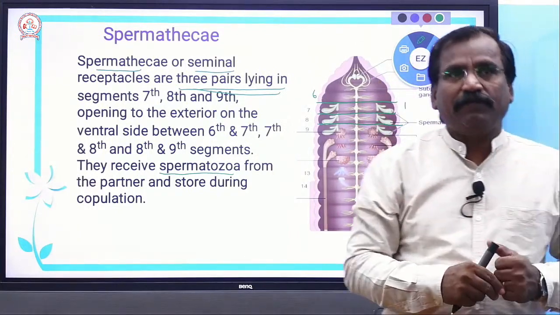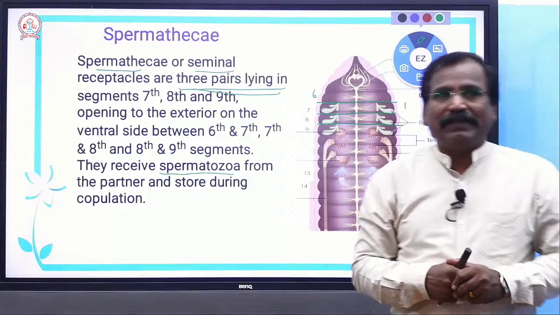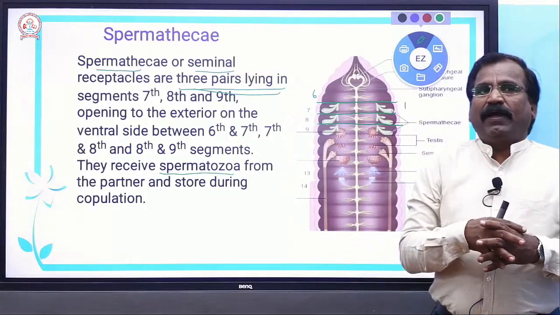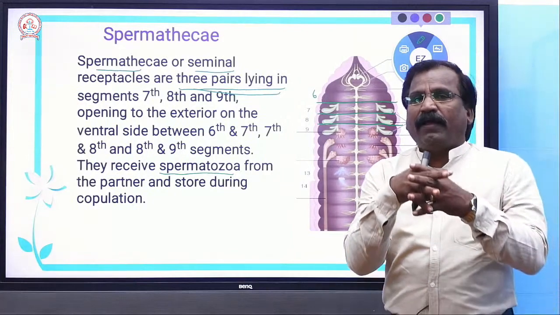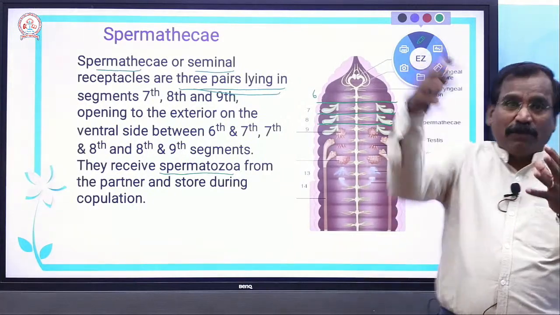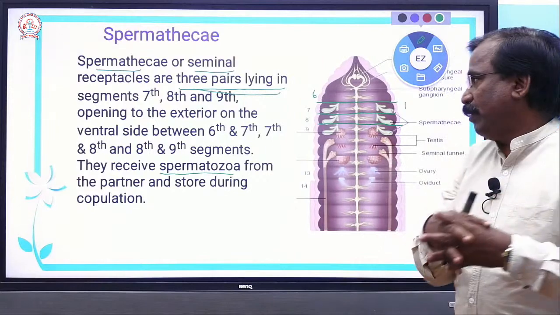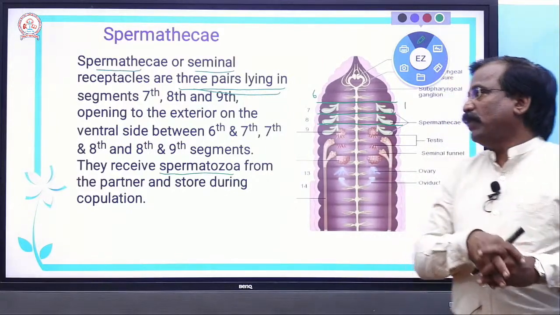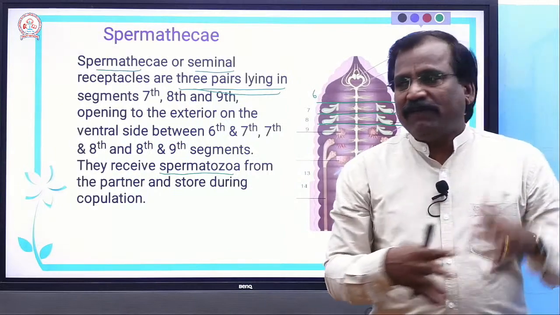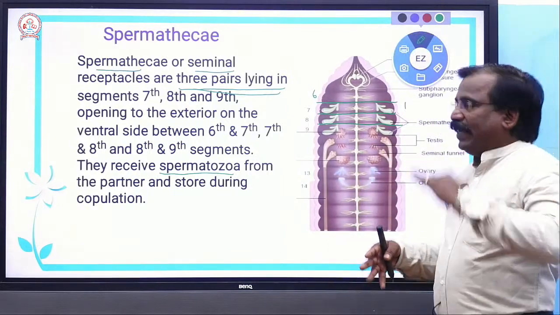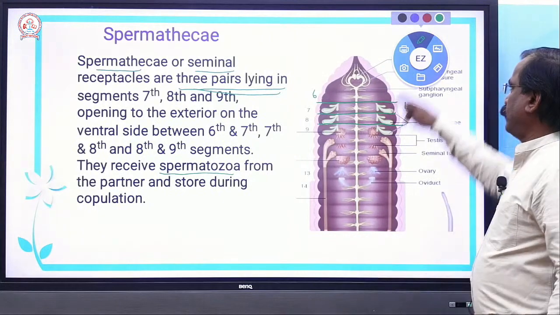Listen, I'm repeating. Spermathecae, or the seminal receptacles. The main function is that they receive the spermatozoa during copulation and store them. That is the intersegmental arrangement between 6 and 7, 7 and 8, 8 and 9, three pairs.